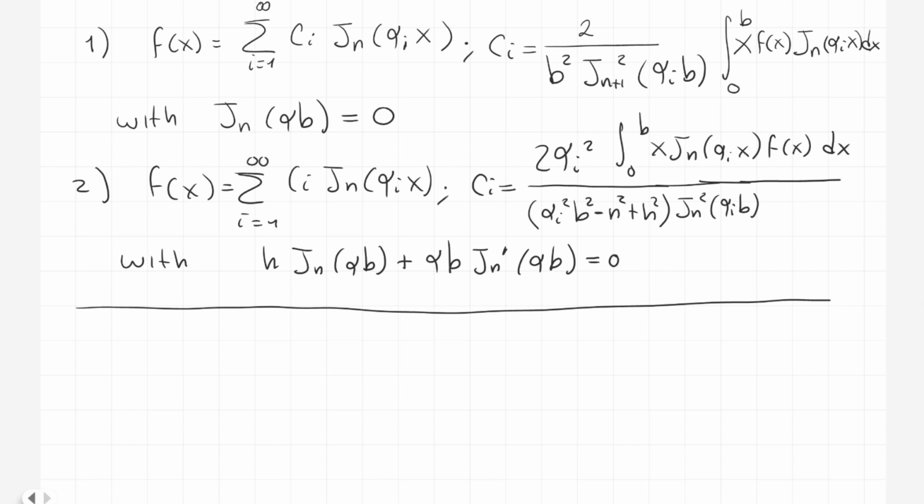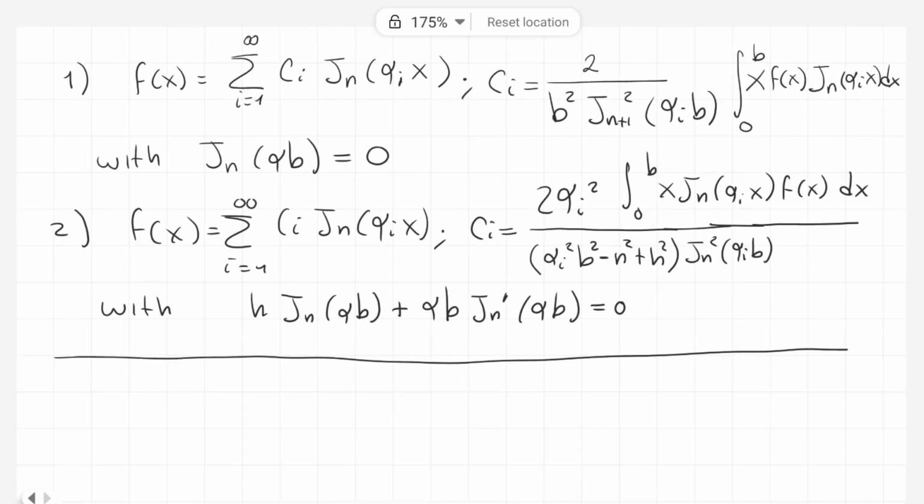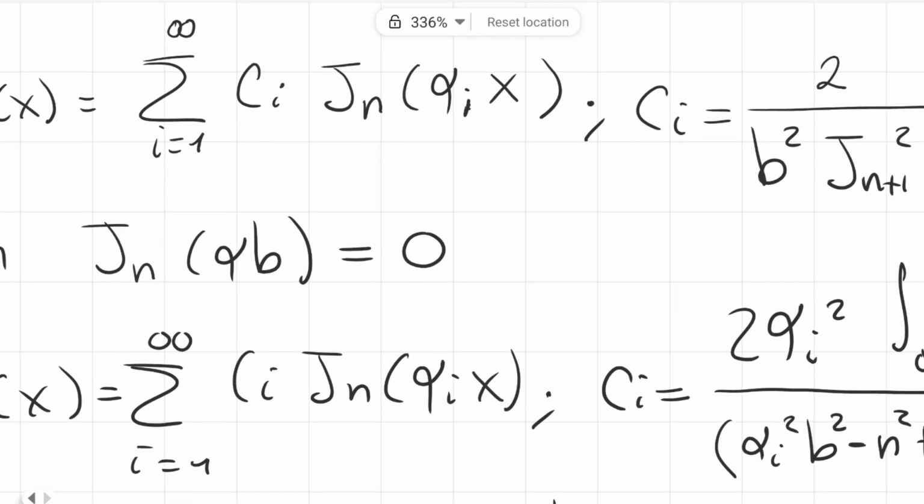So the main idea of the Fourier Bessel series is that we can express any function f of x defined on an open interval (0, b) in terms of a linear combination of Bessel functions. And recall that these Bessel functions are the solutions of the parametric Bessel equation. These are not just the solutions of the Bessel equation, but the parametric Bessel equation. That's why we have this alpha i here.